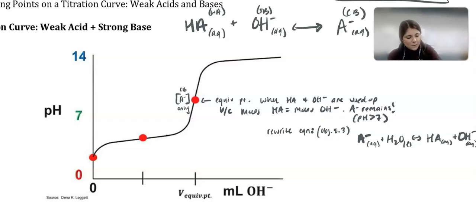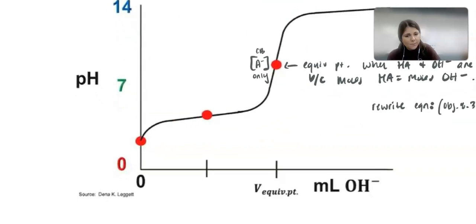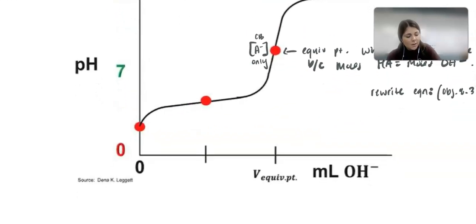Okay, so let's move on to this part right here. So you see that at equivalence point, I have the volume for equivalence point. You will notice that other line right here is almost halfway of the actual equivalence point. And we will actually call this the half equivalence point.